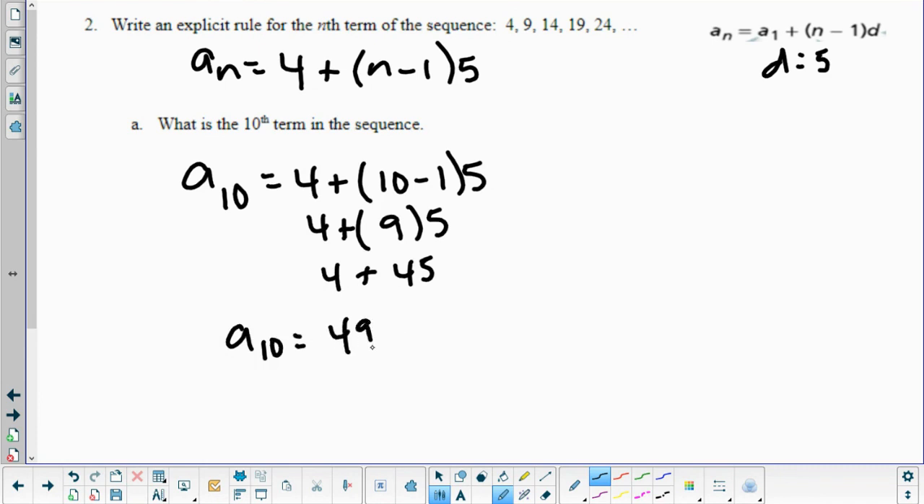Okay, remember the left-hand side is just the name of the function. So in this case, it's a sub n. This one's a sub 10, meaning the 10th term in our sequence.